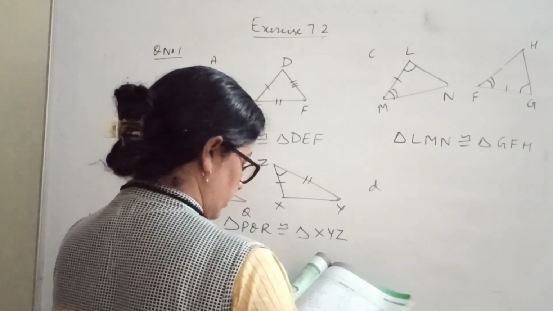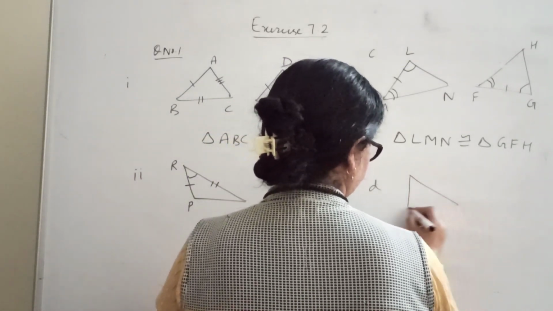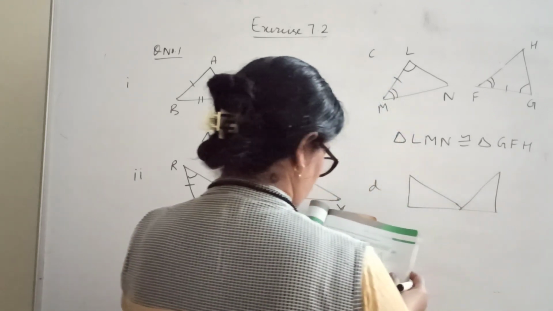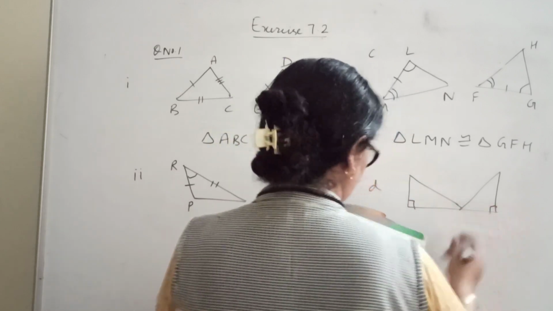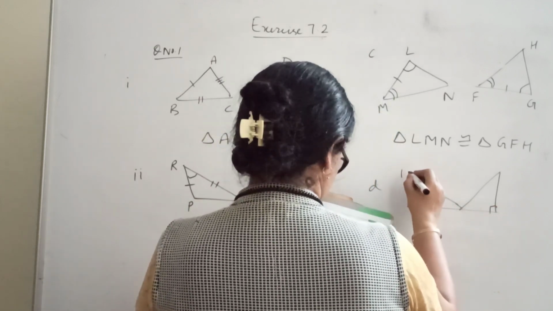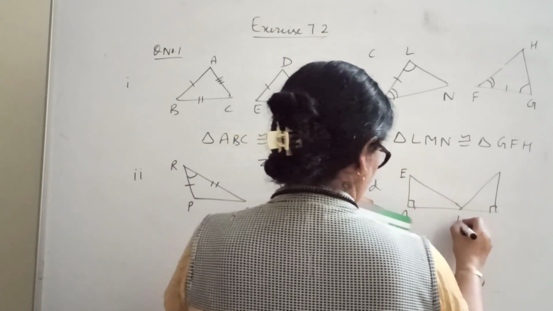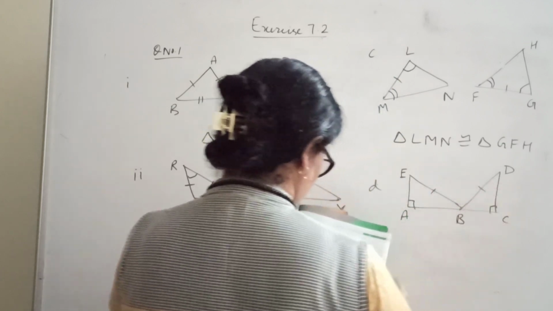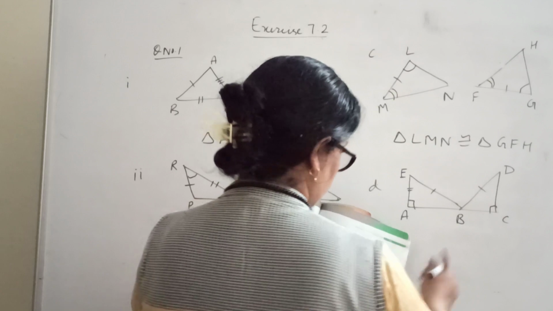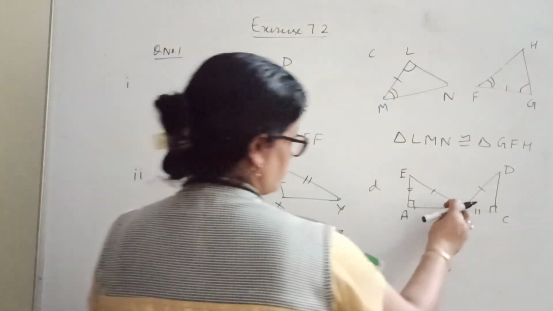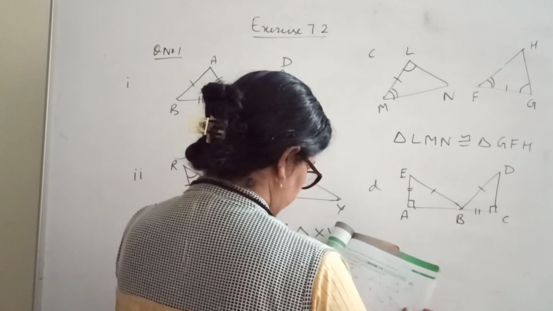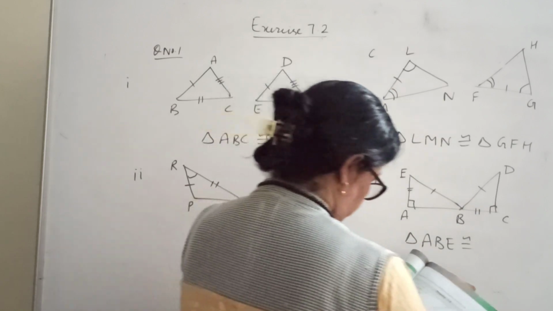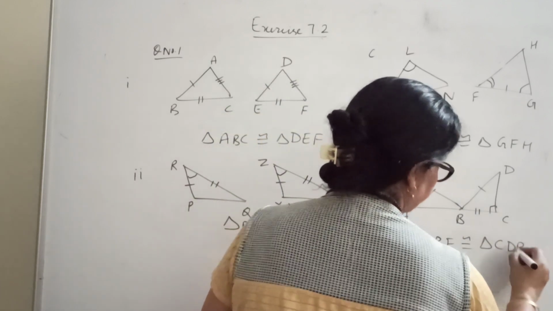And in part D he is saying two triangles are there, such that one angle is 90 degrees in both, and here it is E, here A, here B, here D, here C. This side is equal to this side and this side is equal to this side. It is given to us, and he is asking triangle ABE is congruent to triangle CDB by what condition?